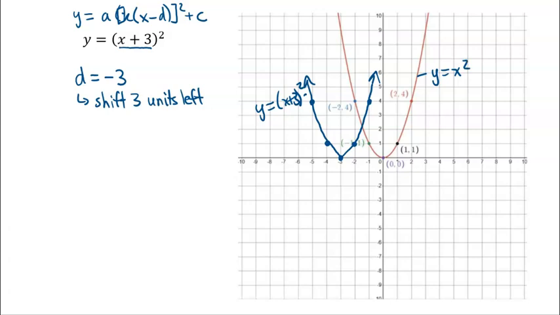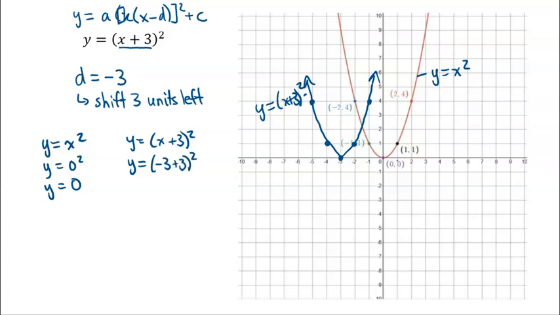So why is that the case? Why does the sign seem to be opposite what we would expect? Well, let's consider, again, the original parent function, y equals x squared. If x is 0, 0 squared means that y is equal to 0. Well, how do we get y to be 0 in this new function, y equals x plus 3 all squared? The only way to get y to be 0, to get that vertex, is if I substitute x equals negative 3, because negative 3 plus 3 is 0.